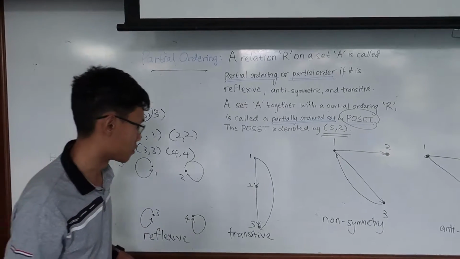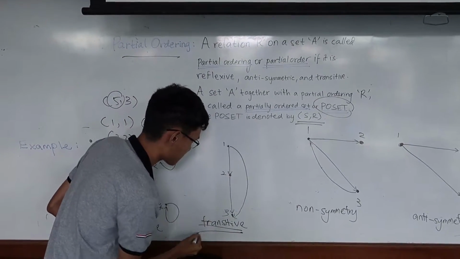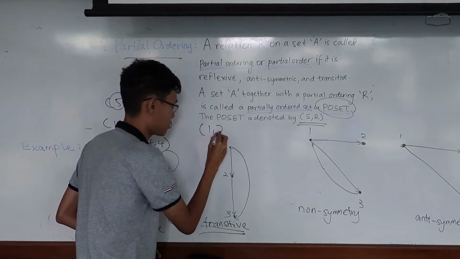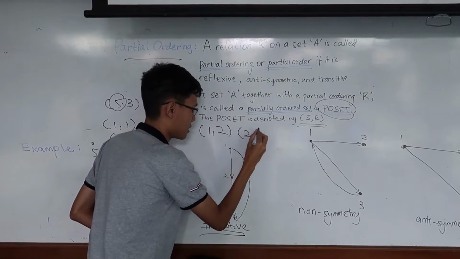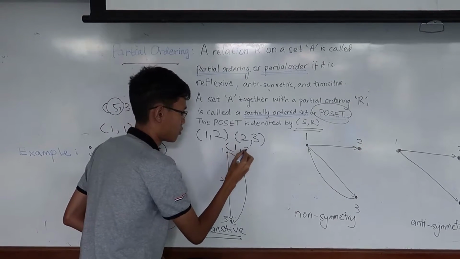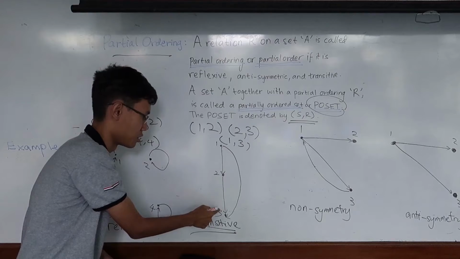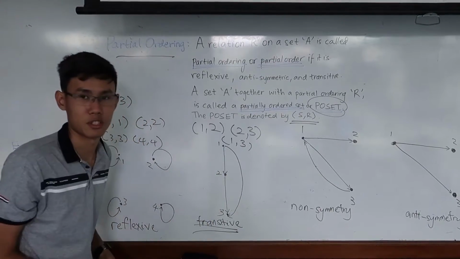Okay, then we go to the next part, which is transitive. A set is said to be transitive if we have 1,2 and we have 2,3. The set must have 1,3. Because if 1 is related to 2, and 2 is related to 3, therefore 1 is also related to 3.